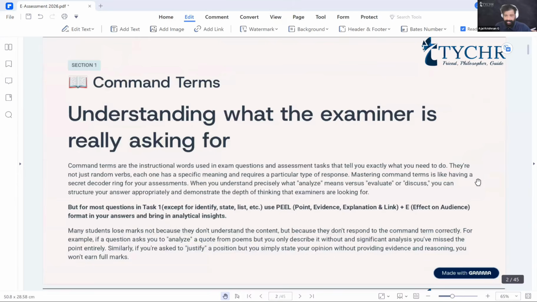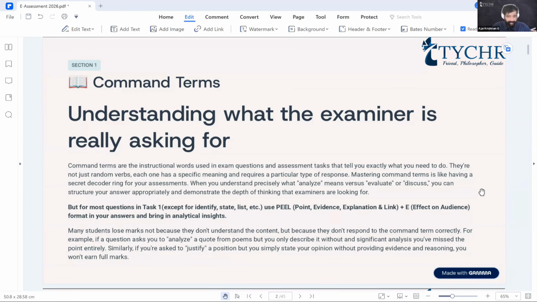First thing, when you start your paper, I hope most of you have done at least one mock regarding the MYP assessment paper in your school. So you have some understanding of how the exam is structured and how it looks. So you have three tasks: task one, task two, task three.